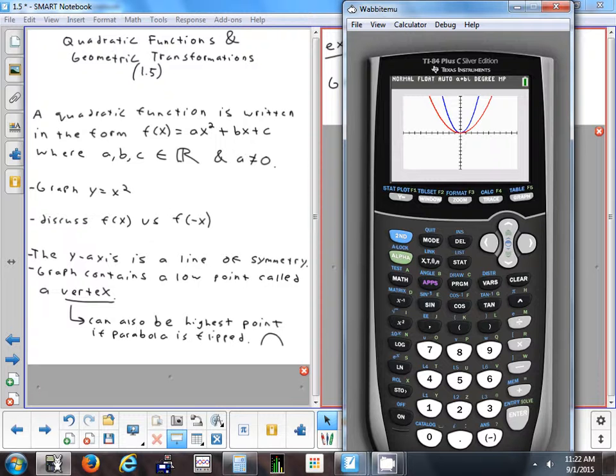And what happened there is it's been compressed vertically. Okay, we could talk about it horizontally, but for certain reasons, you'll see why later. We're just going to talk about it as a vertical stretch or vertical compression.